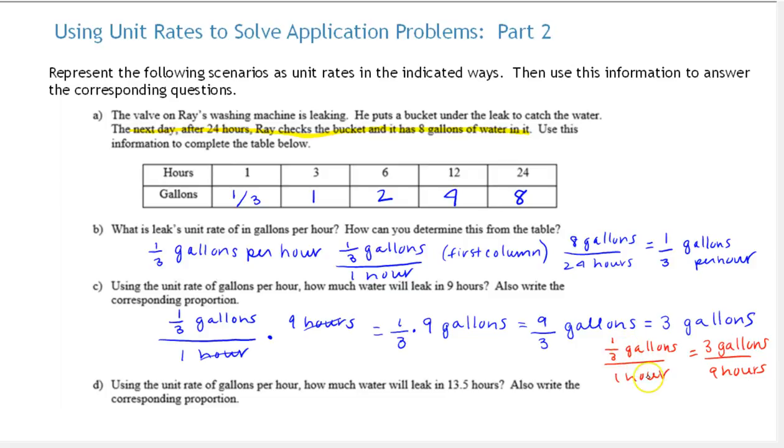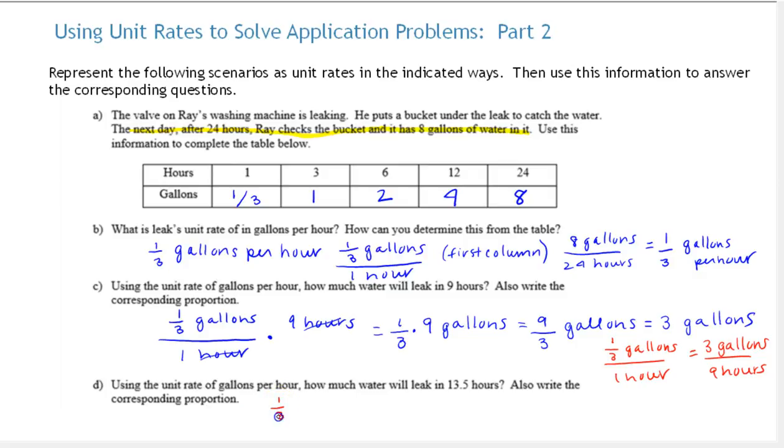Notice to get from this ratio rate to this rate, I can multiply by 9. 1 times 9 is 9 hours. 1/3 times 9 gallons is 3 gallons. Now we're asked, using the rate of gallons per hour, how much water will leak in 13.5 hours. So we're going to use the same idea, but it's going to be 13.5. I can tell that's going to be a little larger than 4, a lot closer to 4 than to 8. I would guess about a little bit less than 5, but let's see.